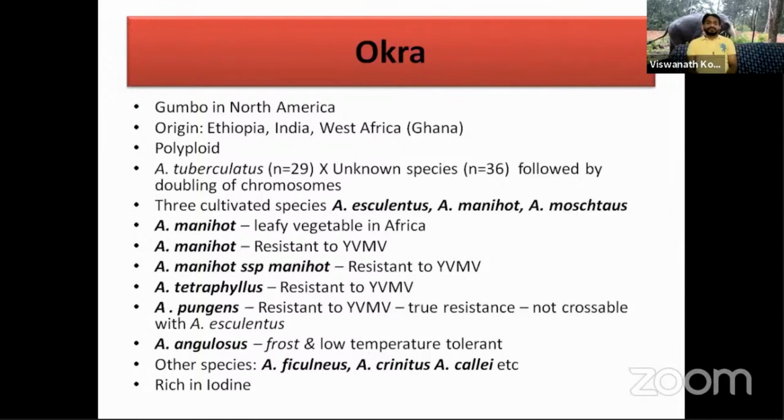But there is one species, Abelmoschus pungens, which has true resistance to the virus, but crossing is not possible with the cultivated Abelmoschus esculentus. That is the problem. There is a hybridization barrier between these two species. And Abelmoschus angulosus is resistant to frost and low temperature. This is also one of the most commonly asked questions. And there are some other species like Abelmoschus ficulneus, crinitus, and others. Okra is rich in iodine content.